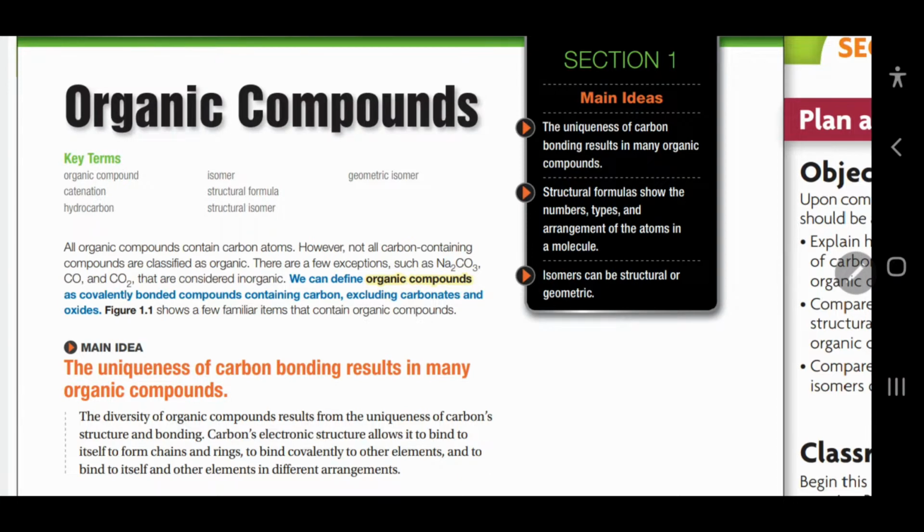In our lesson today, we're going to start studying chapter 22, which is talking about organic chemistry. And we will start with our first section, which is organic compounds and what we mean by organic compound.